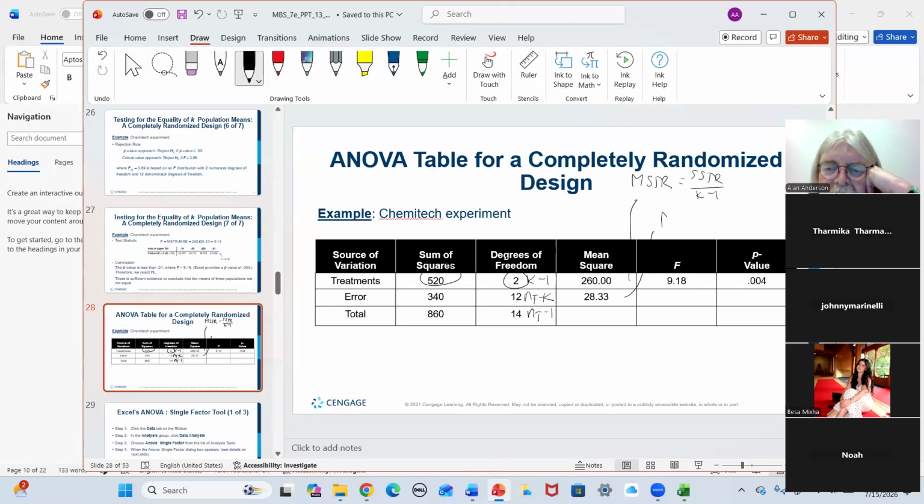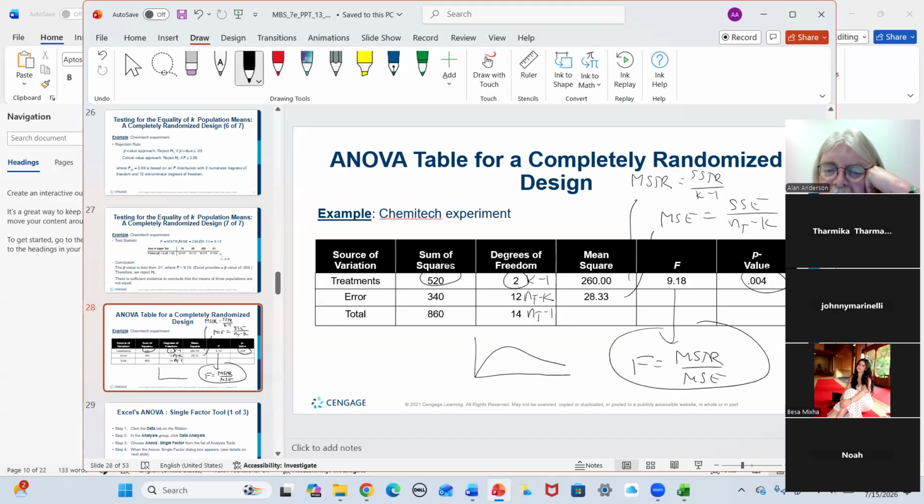And this one, and then the ratio of these two is our F statistic, okay, or test statistic. And then this one is the p-value. This, of course, means you're looking at the probability distribution for F. And that would be your p-value. Very, very small.